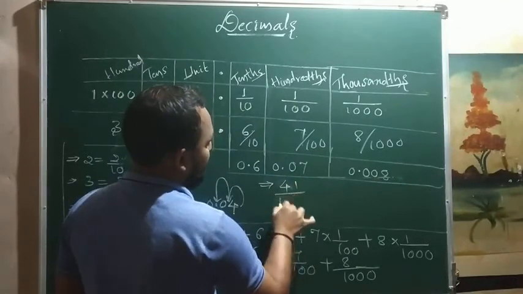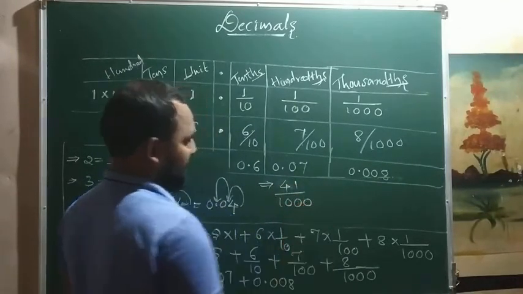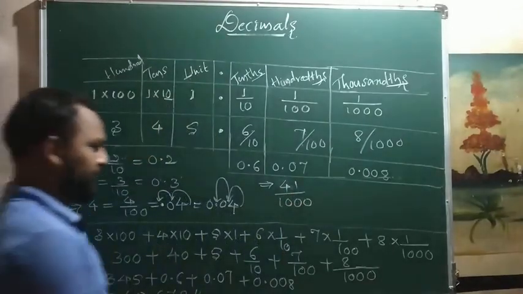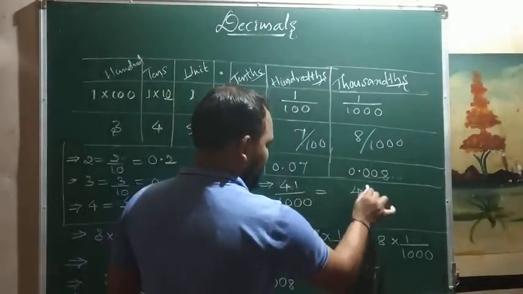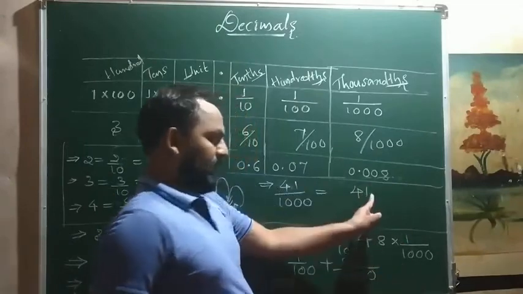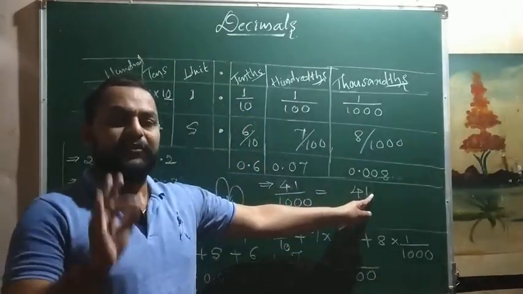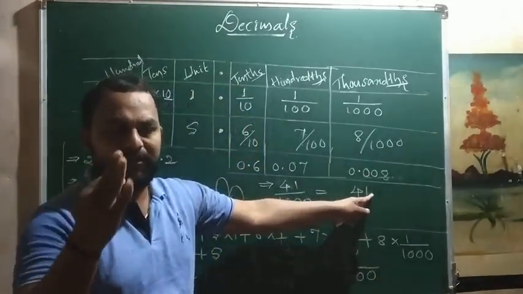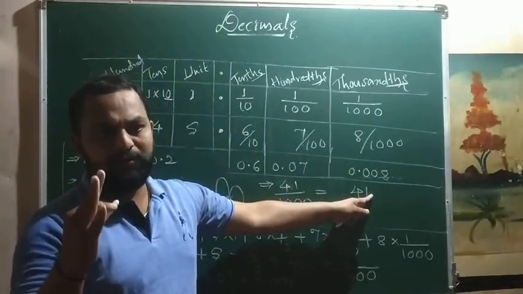41 divided by 1000. Divided by 1000, okay. Here 41 has no decimal point, so 41 is a whole number.